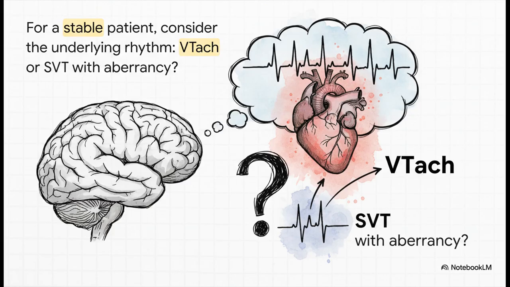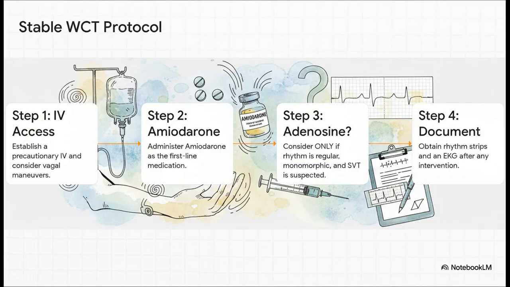Is it ventricular tachycardia, which, by the way, is usually the most likely suspect? Or could it be something a bit less scary, like an SVT that just looks wide because of a bundle branch block? We call that SVT with aberrancy. So the stable pathway is way more methodical.